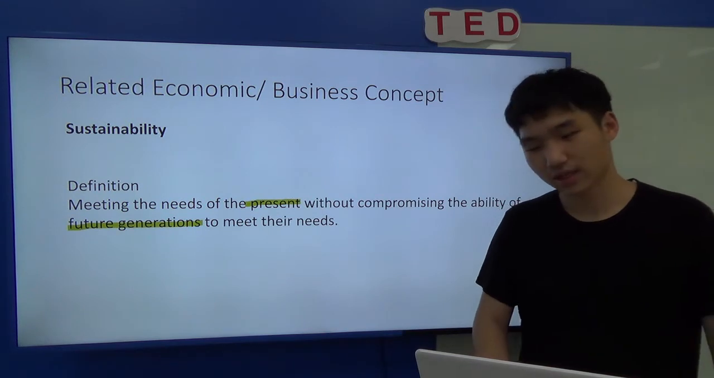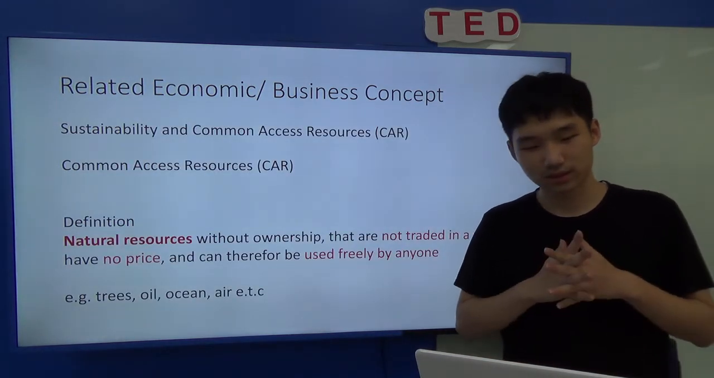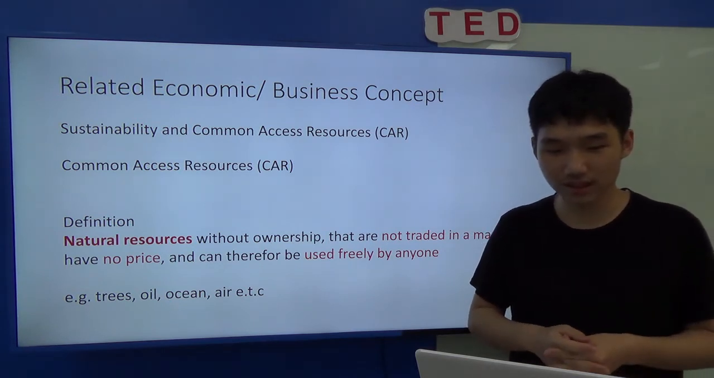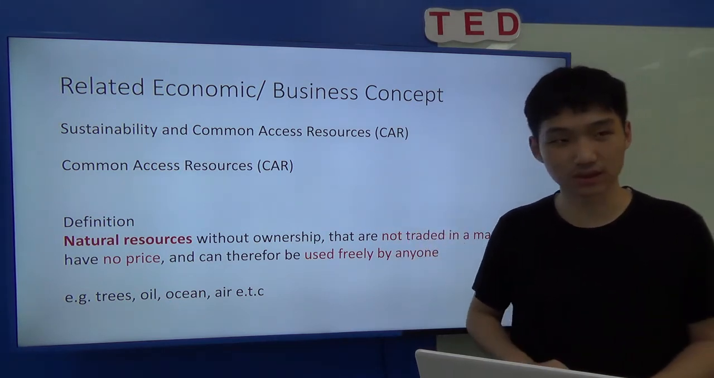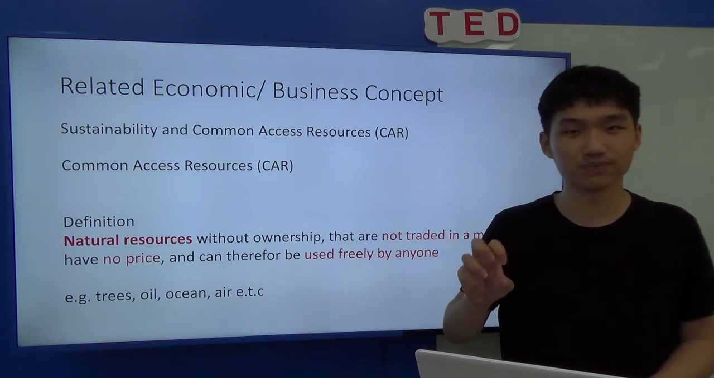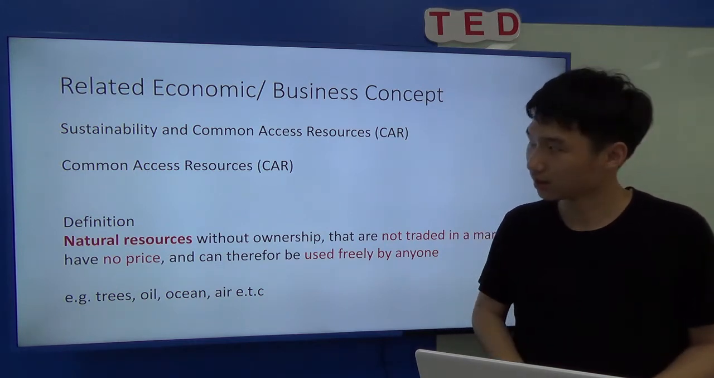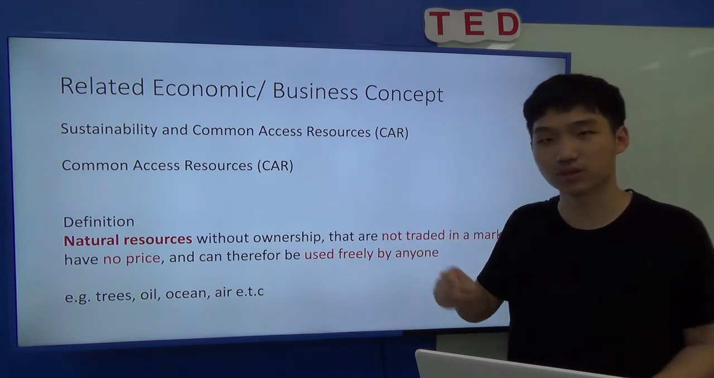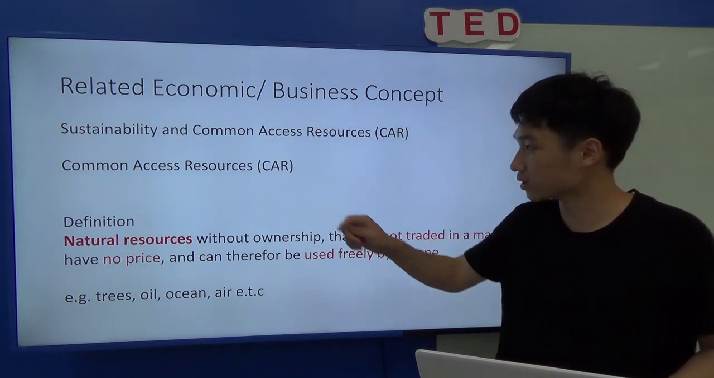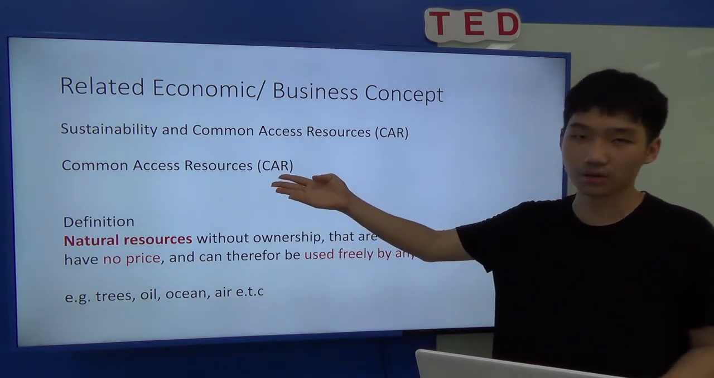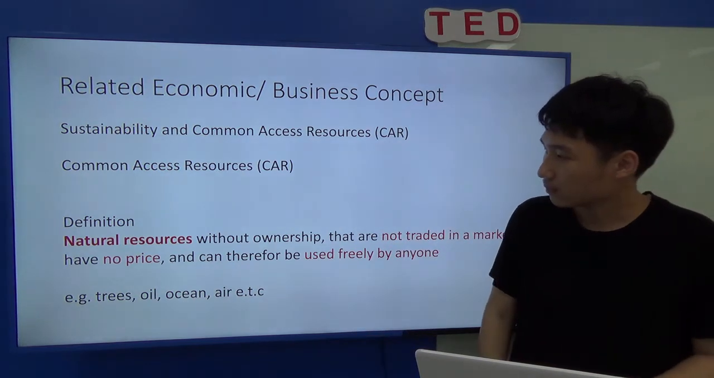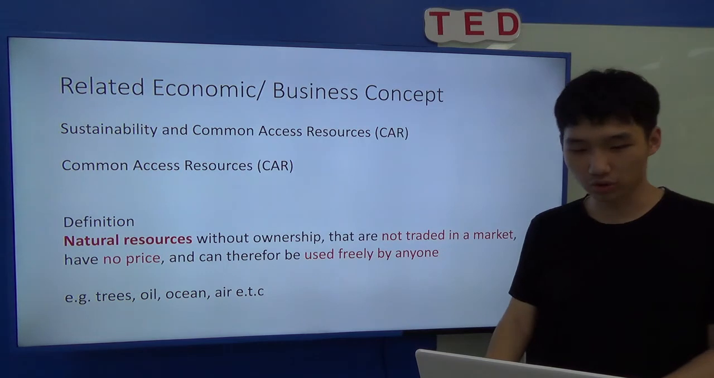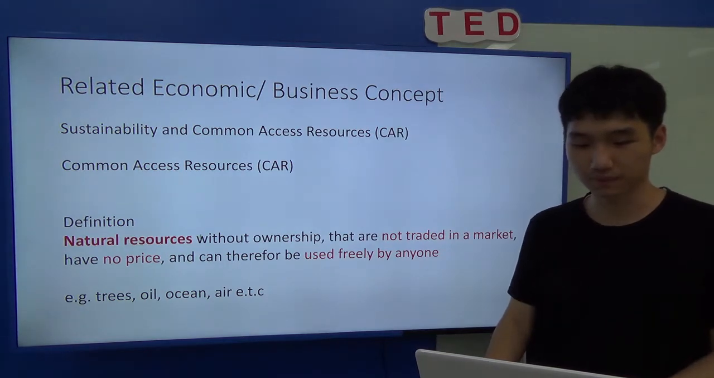Okay, very good. And then the first thing that we're going to look at is sustainability and common access resources. I actually changed the sequence at the last minute, but the first thing we're going to learn about is common access resources. So what are common access resources, shortly known as CAR? The definition itself is natural resources without ownership, so it should be without ownership.